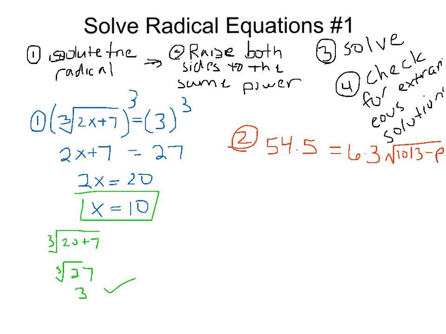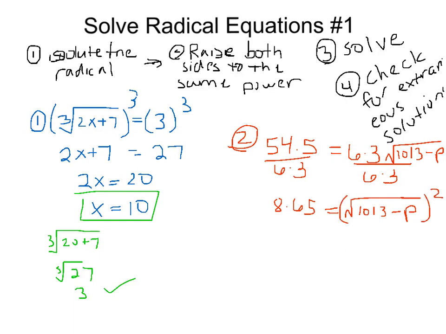We have this 6.3 in front of my square root. So it's 6.3 times my square root. So we're going to divide both sides by 6.3. That'll leave me with 8.65 is equal to the square root of 1013 minus p. Because now there's nothing else except for what's underneath the square root, in order to get rid of a square root, we will square both sides.